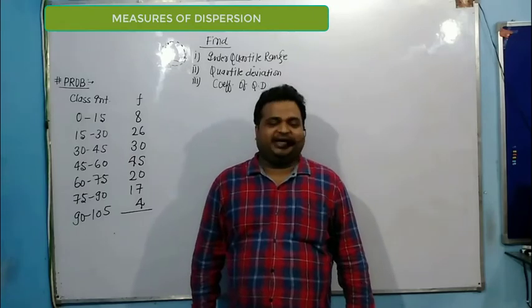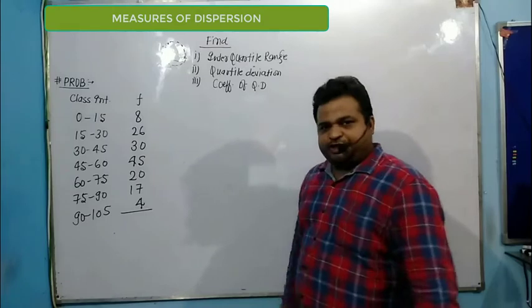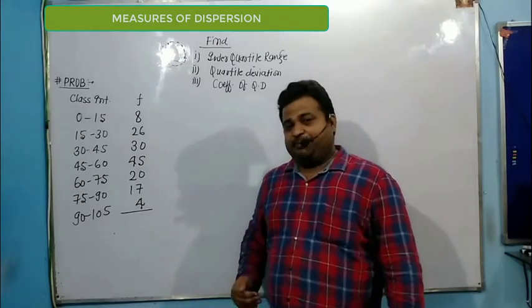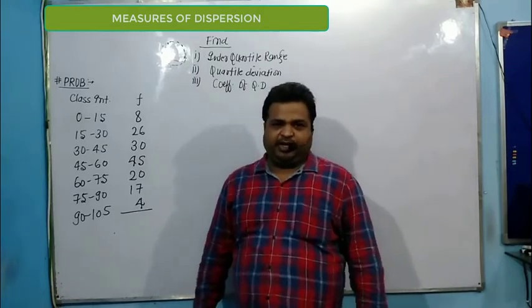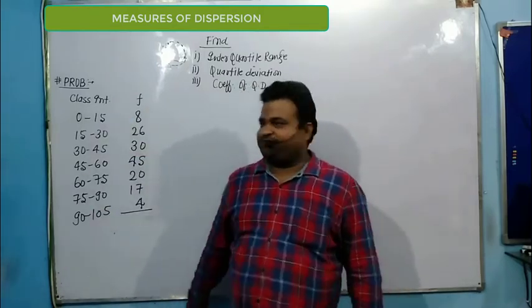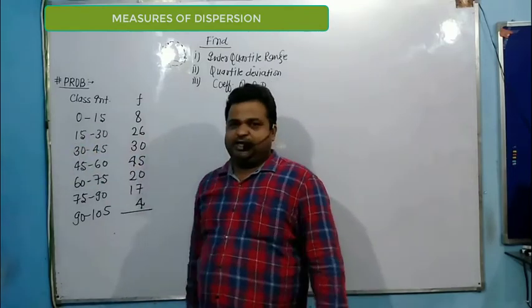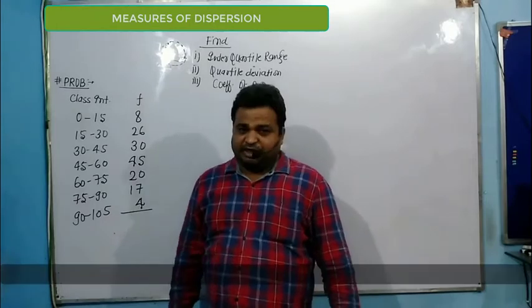Good morning once again. Now this is the same pattern question, but a different class interval is given to you. Here the class interval difference is 15. So the gap of class interval is 15, 0 to 15, 15 to 30. So my i value is 15. The frequency is mentioned in the question.